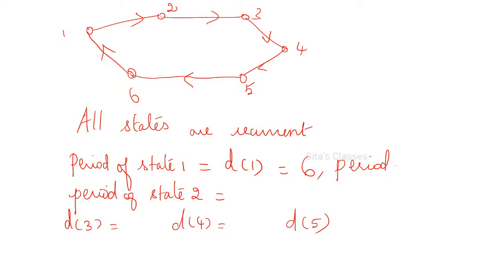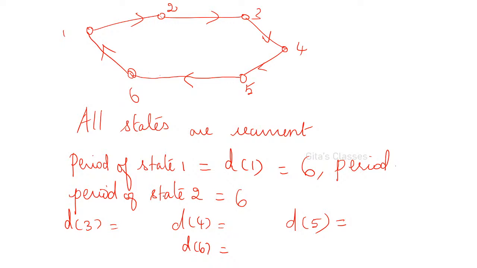Yes, the total chain is periodic. With period how much? What is the period? Correct, all are periodic. Yes, very good, super. 6 is correct, 6 steps. Excellent, all of you. Yes, the period of state 2 is 6.